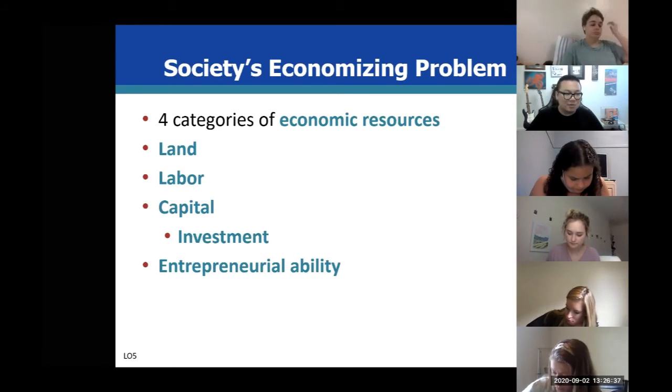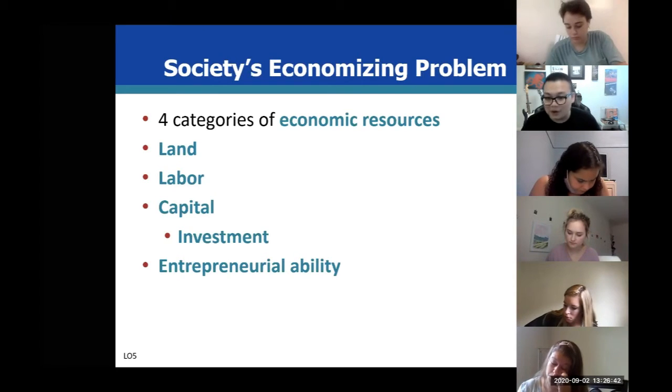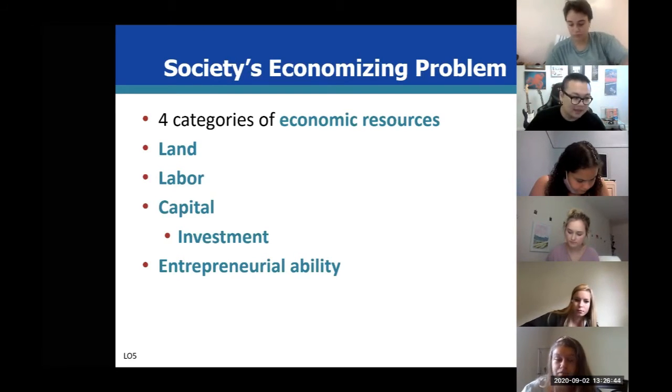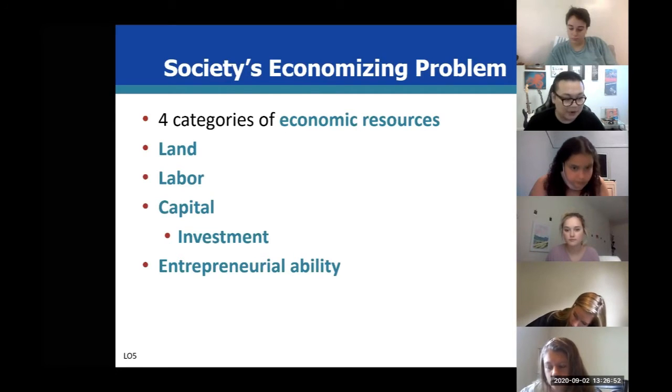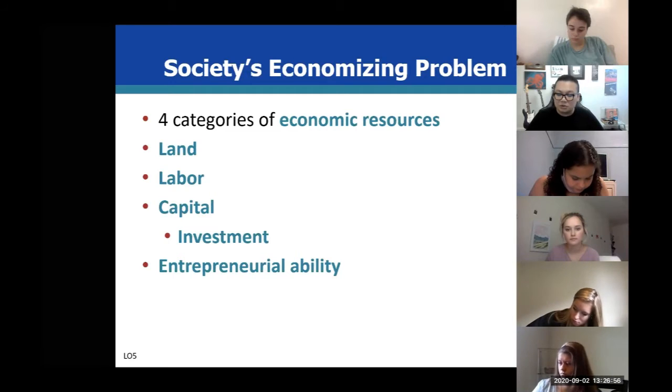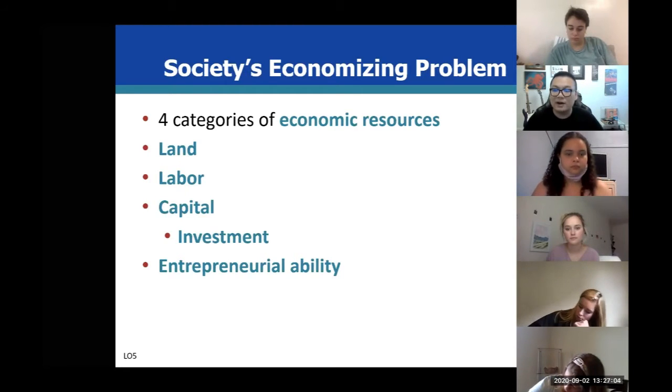The land normally talks about natural resources. For example, if you want to build a house, you do need land. Labor means human resource. If you want to produce something, you have to hire some employees to work for you. And capital means you need some money to start your company, okay? Everything needs to have some start-up money. So the first 3 categories should be already very easy.